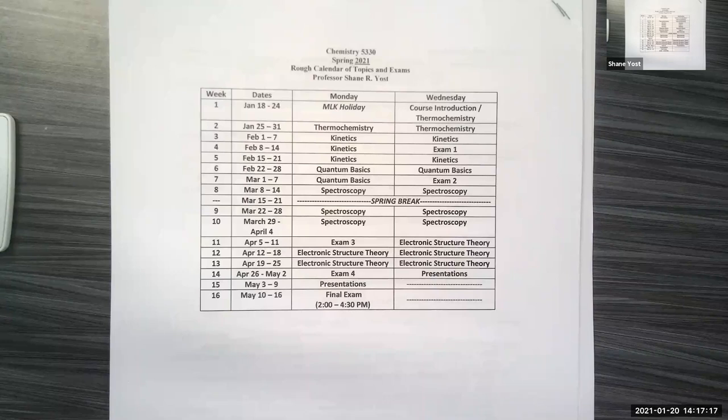And again, I'll have more details about that as we get closer to the end of the semester, as well as a grading rubric, so you can see how you're graded on the presentations before you have to prepare them. Okay. And then there will be a final exam. It's on that Monday, May 10th, from 2 to 4:30. So that is the outline for the class for the semester.